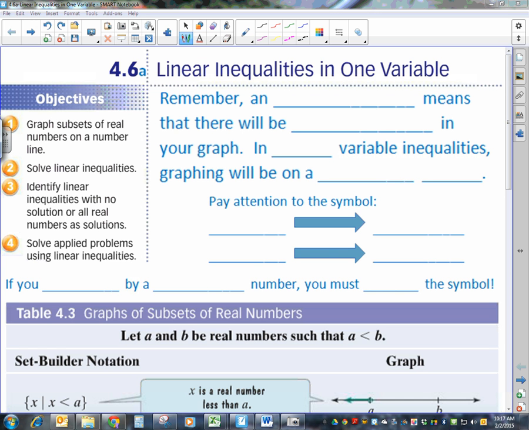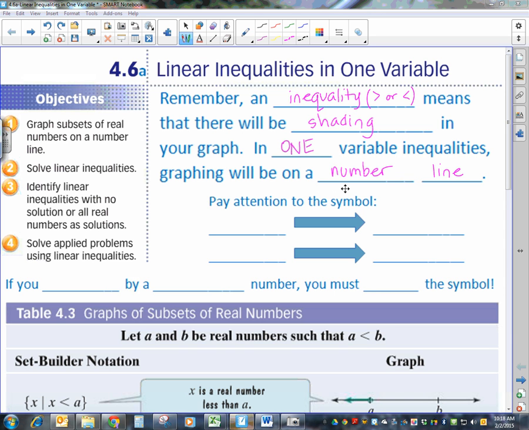So, to refresh your memory, because I know you have all done this before, remember that an inequality, what is an inequality? It's when you see something that looks like that, which is your greater than, or that, which is your less than symbol. An inequality means that there will be shading in your graph. Now, we're talking about one variable. So in one variable inequalities, all of our graphing will be on a number line. So we'll talk about that more as we get there.